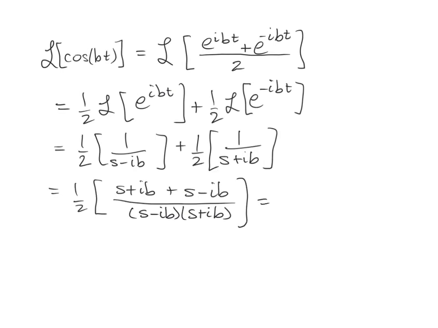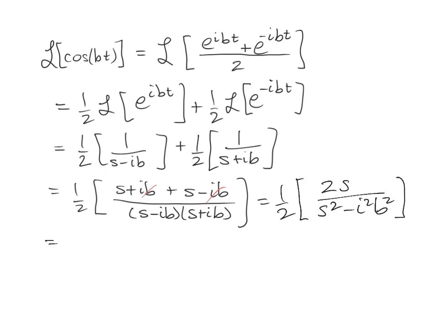We can then go ahead and combine like terms. Adding upstairs, we end up with the s's doubling up and the ib's canceling out. So that's going to make 2s. And then downstairs, we actually have the difference of squares. So that's going to be s squared minus i squared b squared.